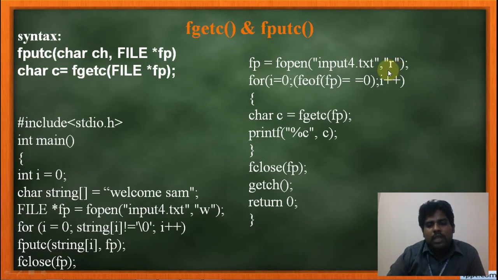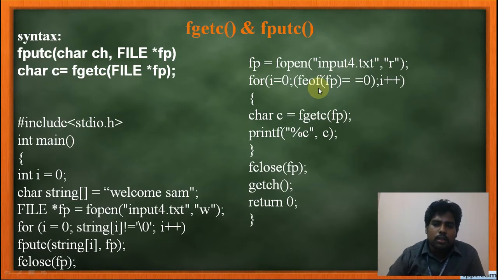Now I want to get the input from the file's starting position to the end position. So I am going to use a for loop. For denoting the starting position I am putting 0. For denoting the ending position I am using the function feof of fp. EOF means end of file. Which file's end of file do I want to check? I want to check the file input4.txt that is present inside the file pointer fp. feof is 0 by default, and at the end it becomes -1.